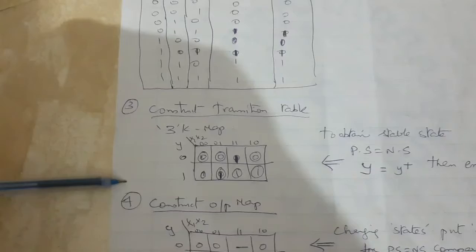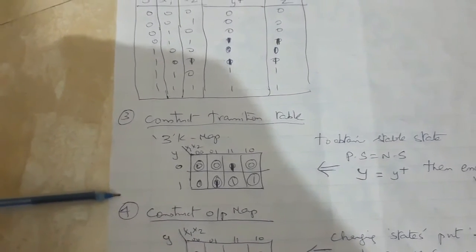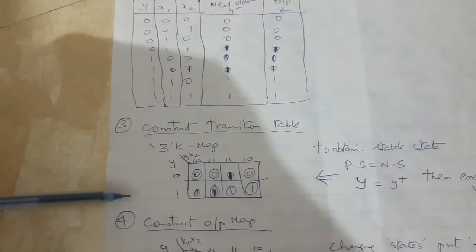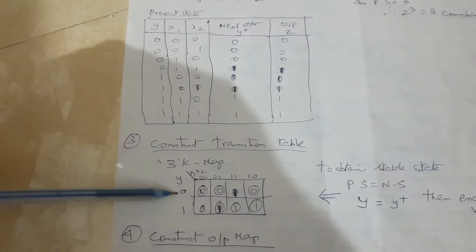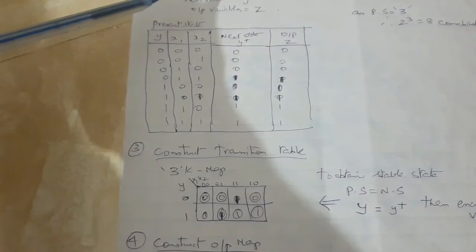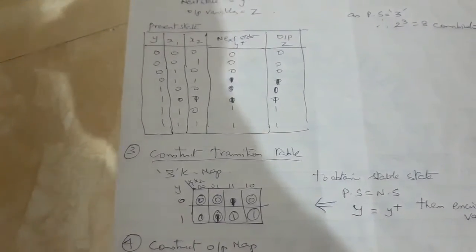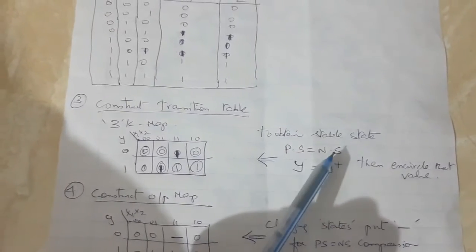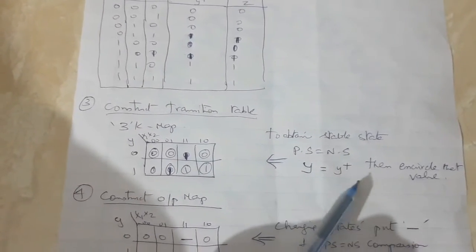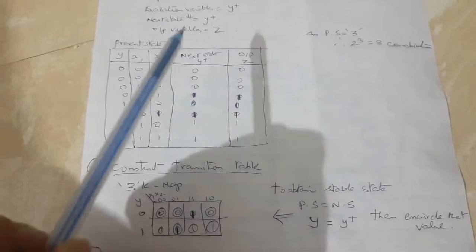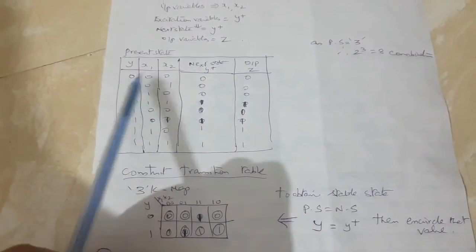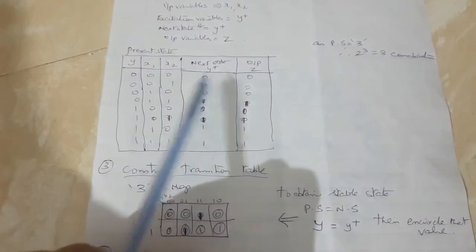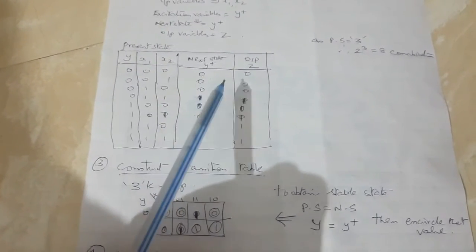I told you transition tables are nothing but a K-map with binary segments, which will help find out the steady stable condition, whether a stable state is attained or not. You should satisfy this formula: PS is equal to NS, capital Y is equal to y plus. So this y plus is equal to y. If these two values are equal, it will attain the stable condition.